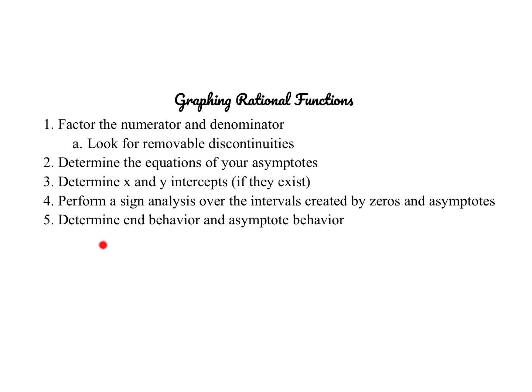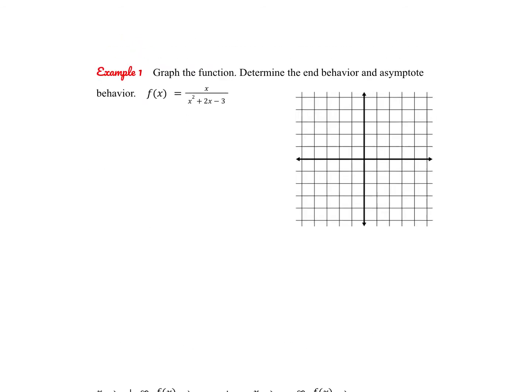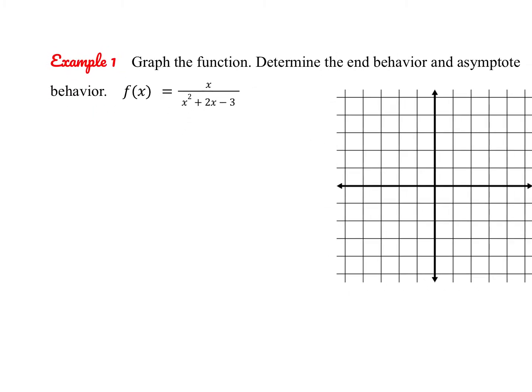And then we could also determine the end behavior and what's called asymptote behavior. So what's happening on the left side of each asymptote and what's happening on the right side. All right, let's give this first one a try together. So the first thing I'm going to do is factor our rational expression. So we can factor the denominator. So x plus 3 times x minus 1.